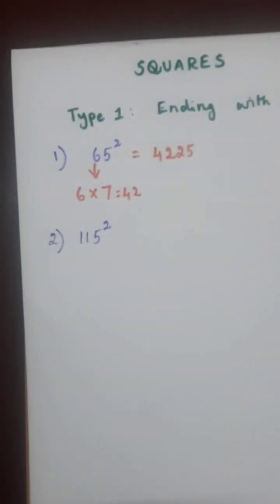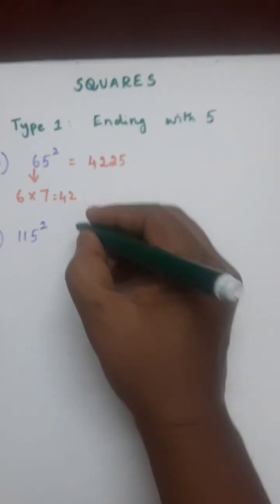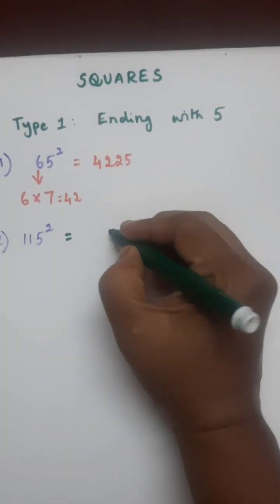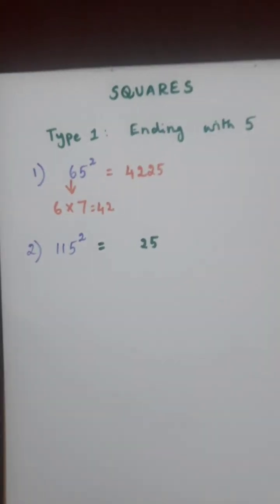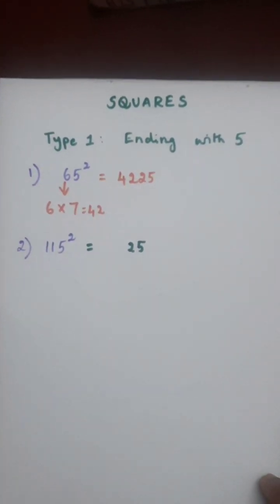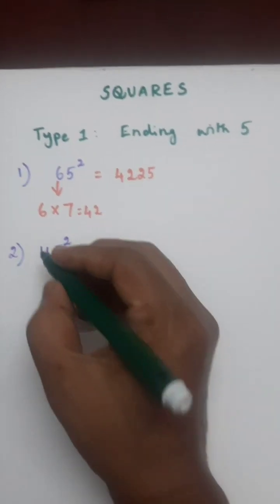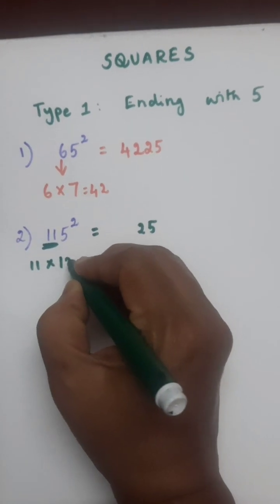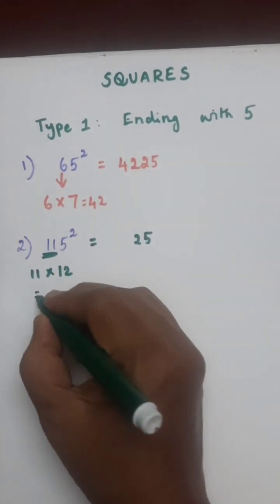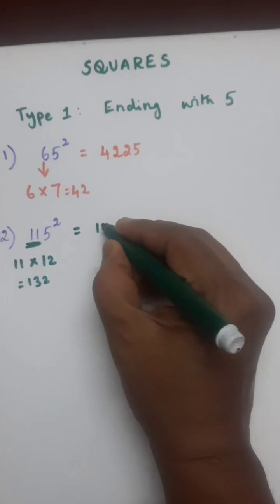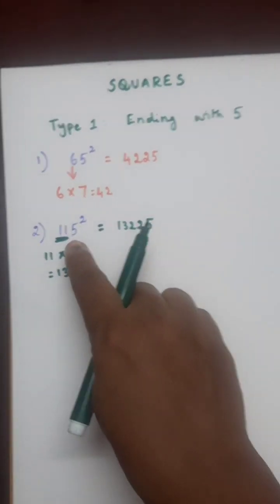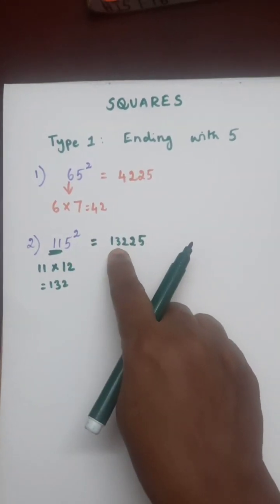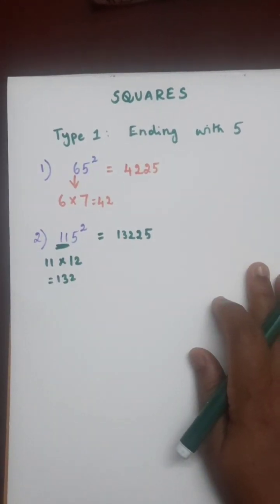115 the whole square. If you see, the number ends with 5, so the last two digits will definitely be 25. And the first digits will be 11 into the next number, that is 12. 11 into 12 is 132. So the square of 115 is equal to 13225. That is as simple as this.